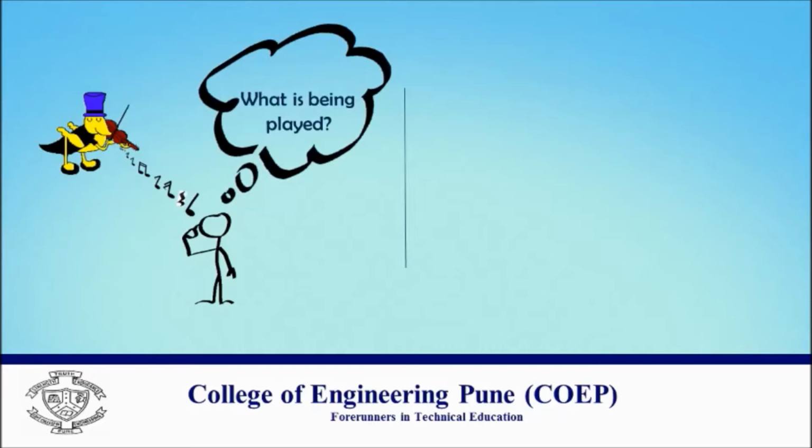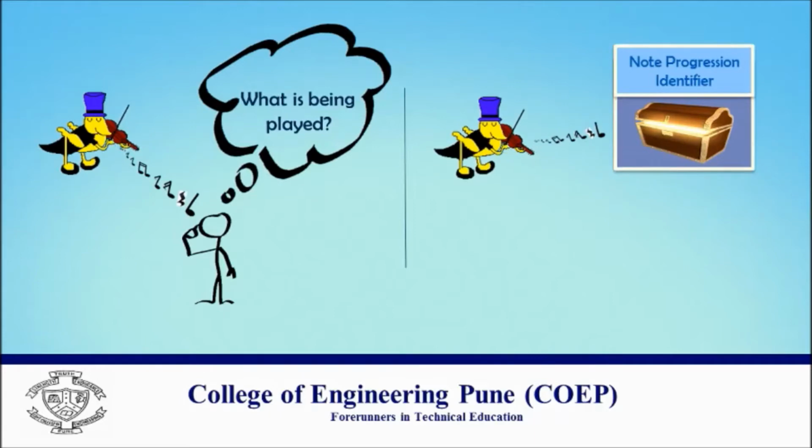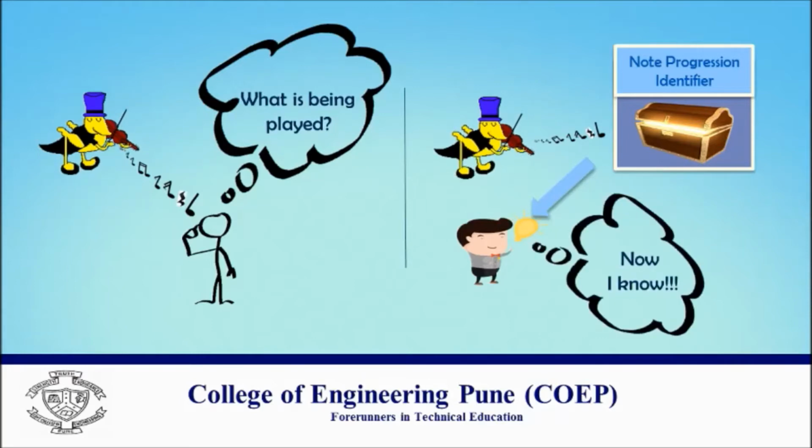Now what is a raga? A raga is a unique combination of musical notes which when played together produce a certain emotion. This emotion is decided by the combination of notes used. We want to identify this raga. So this is where the note progression identifier comes into the picture. Our system listens to the notes, understands the combination in which the notes progress, identifies the raga and informs the listener about it. So this is the general overview of the project.